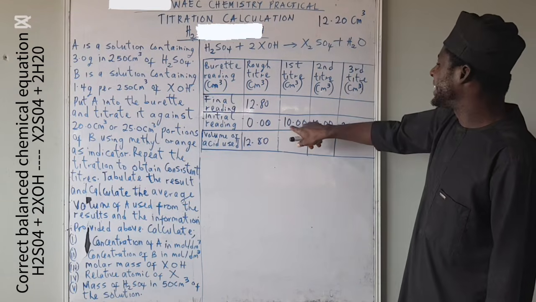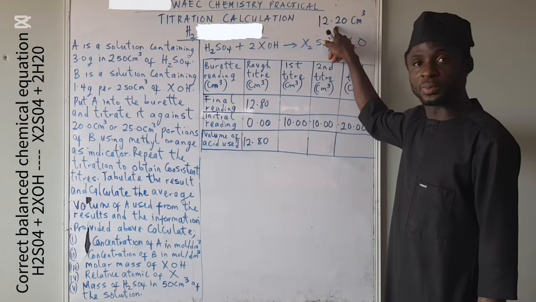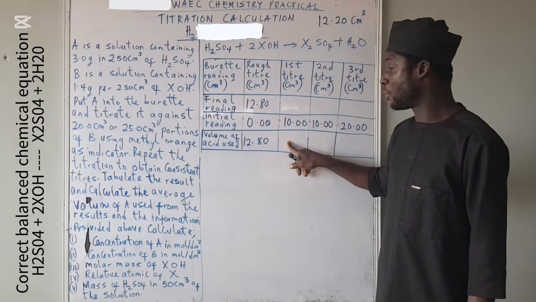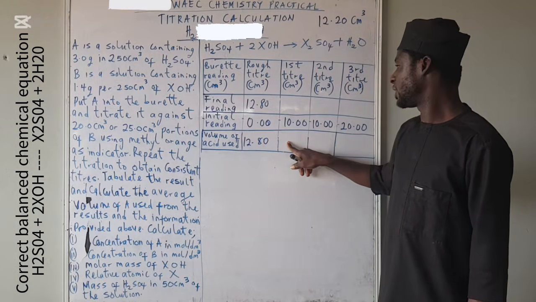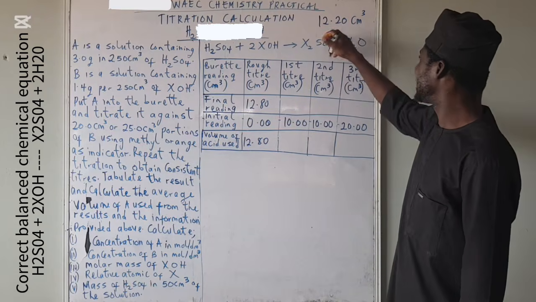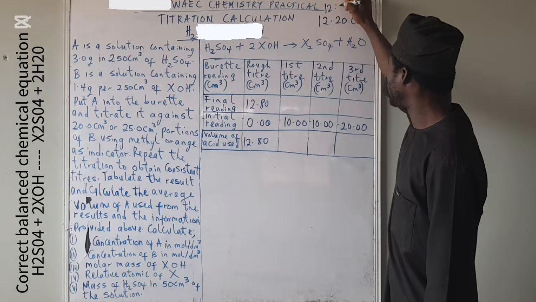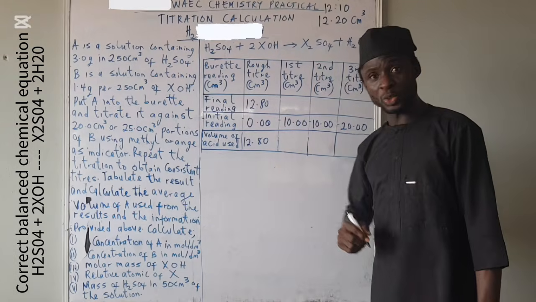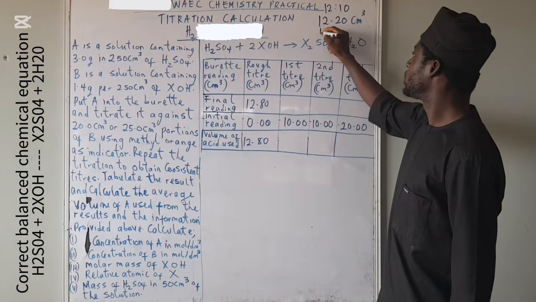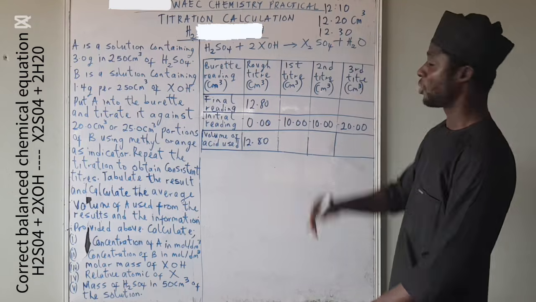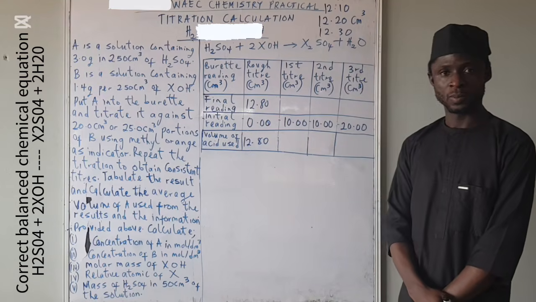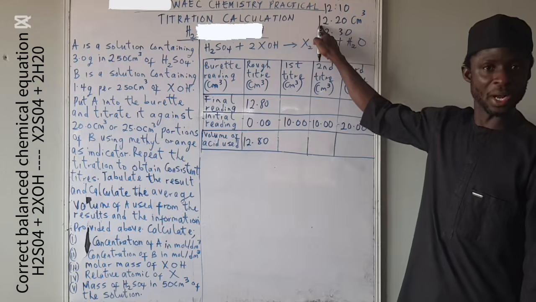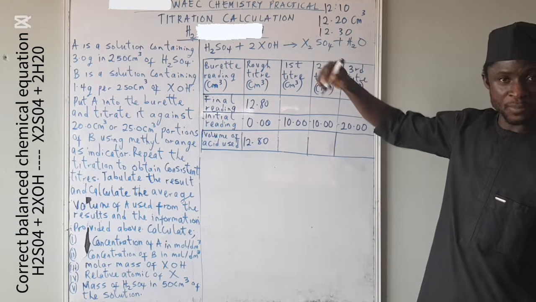Now I have to add 10 to this value that I want to get, so that I can get my volume of acid used. So let's say I want to get 12.10 as one of my values, then another one 12.20, another one 12.30. This is the value that I want to get, because if I get these values and I add everything together and divide, I'm going to get this middle value.